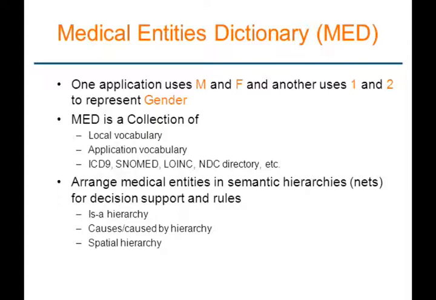And you can also have things like spatial hierarchies, which talk about how this particular anatomical component is adjacent to the other one, and can be very useful in terms of, say, oncology and relationships associated with anatomical placement of medical concepts.